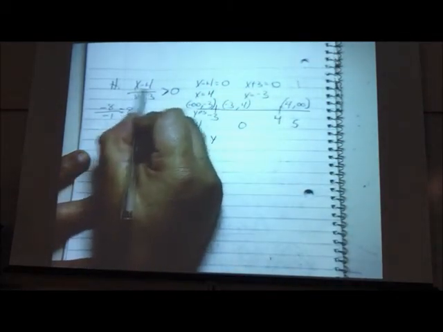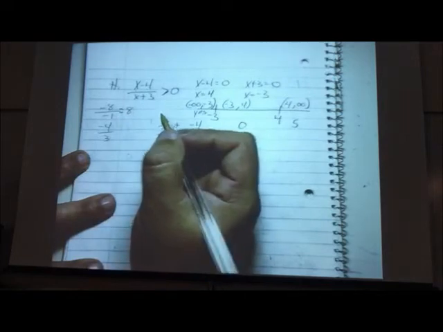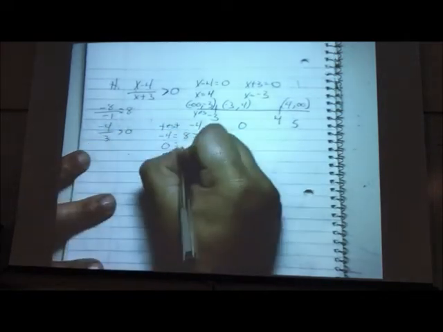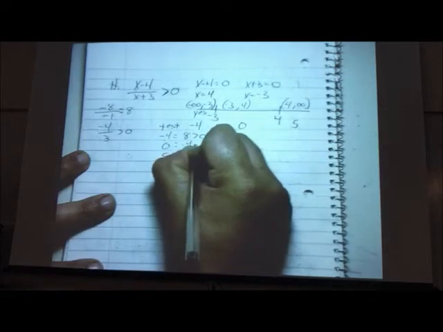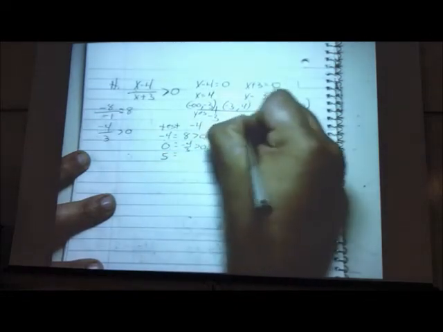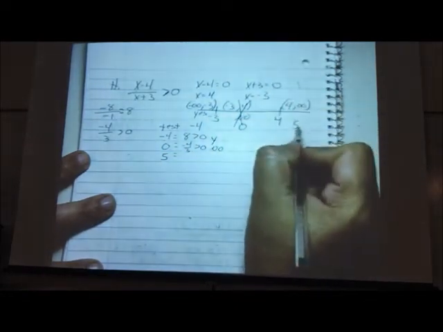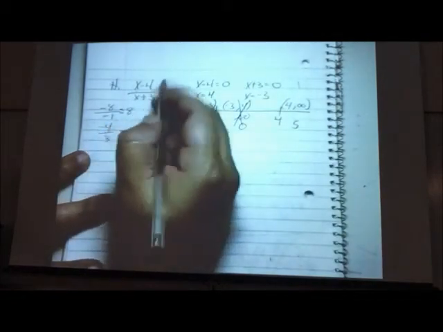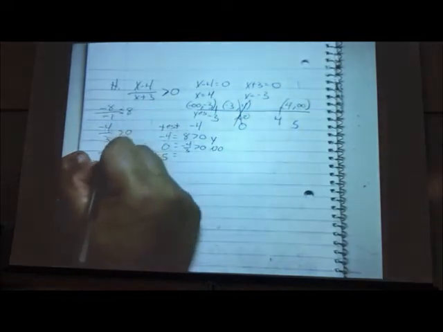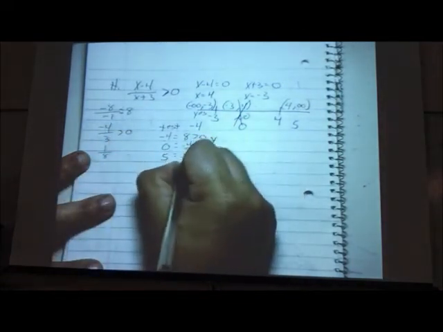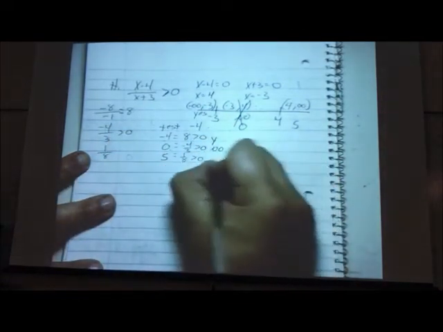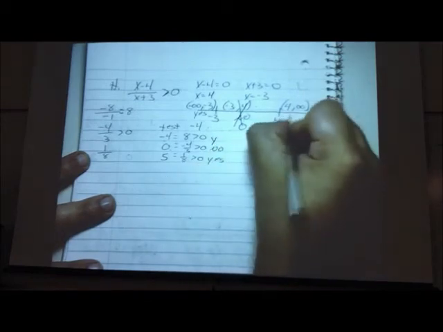Okay, so we have negative 4 over 3. Is that greater than 0? No. Okay, now 5. 5 minus 4 is 1. 5 plus 3 is 8. 1/8. Is 1/8 greater than 0? Yes. So what is my answer?